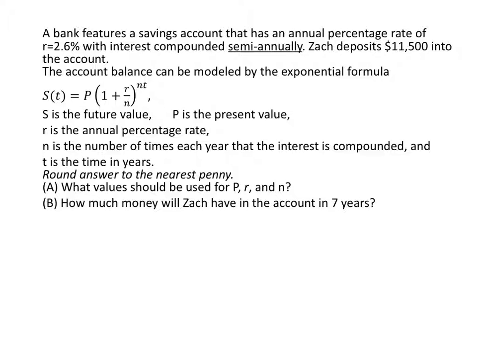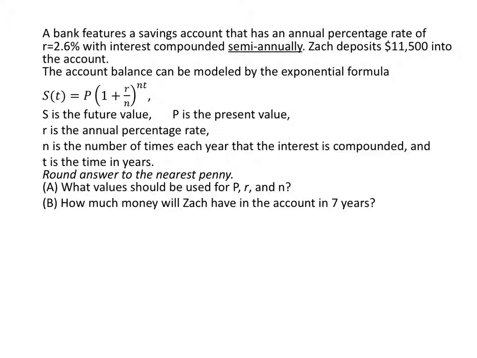Because on the homework, if we see you didn't do it, it just means you quit. It's not really as bad as it looks, by the way. And it does have two parts, right, the A and B. Let's read it. A bank features a savings account that has an annual percentage rate of 2.6% with an interest compounded semi-annually. Zach deposits $11,500 into the account. The account balance can be modeled by the exponential formula, that stuff. The rest of it just defines what that stuff is, okay?